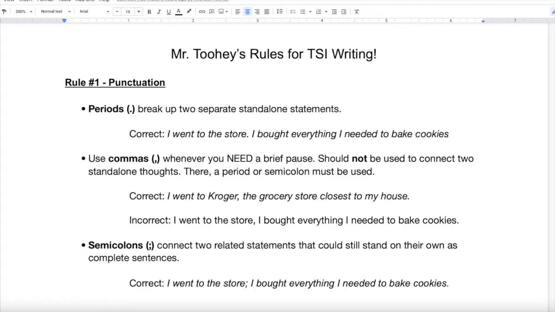That just focuses on the difference between a complete sentence and a sentence fragment, which is just part of a sentence. But go ahead and read the correct example. All right. I went to the store. I bought everything I needed to bake cookies. Totally need to add another period there. Just realized, okay, fixed, done.